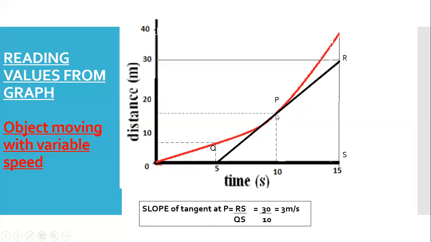at this point P. Obviously, since this is a variable speed, at every point on the gradient, the value of speed is going to be different. It's not going to be the same. So basically we are talking about the average speed. We are calculating the average speed at this point.